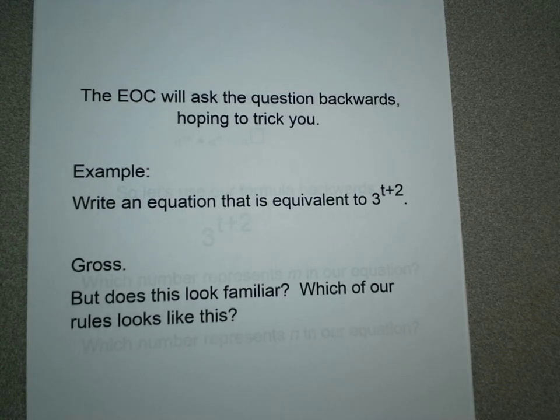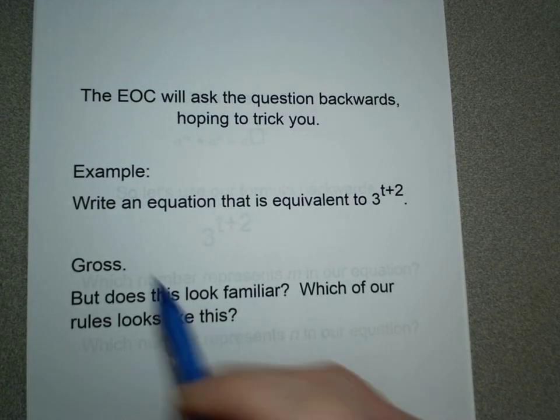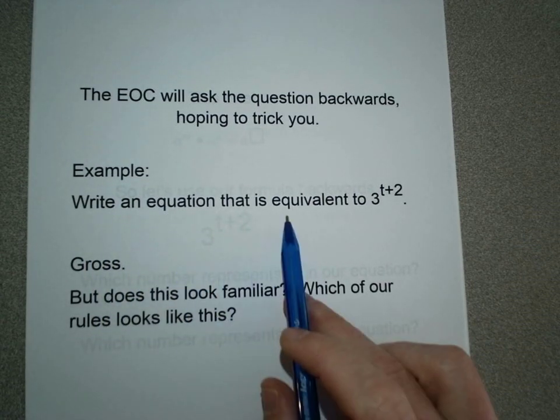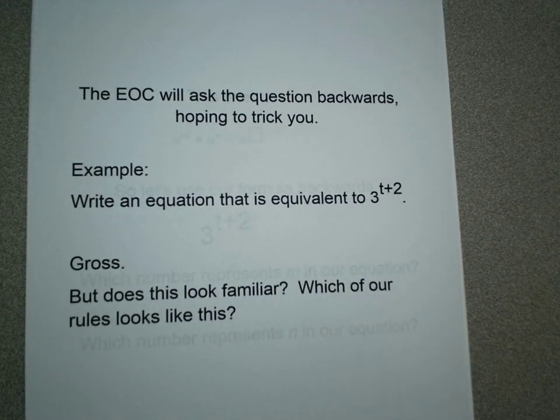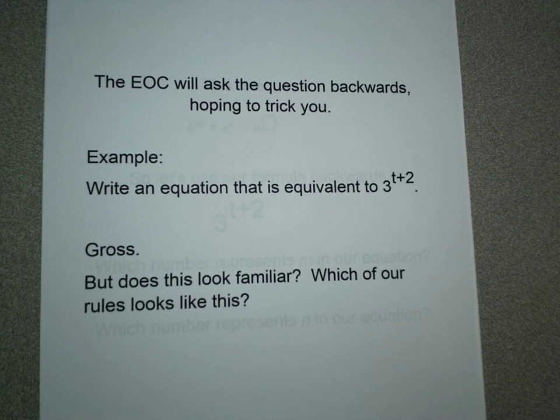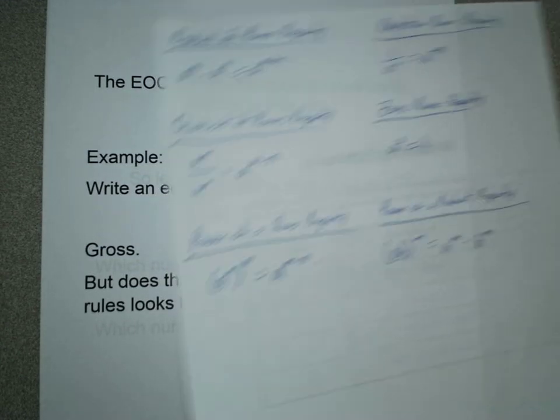EOC is going to ask the question backwards. They're going to try and trick you. Instead of saying, what happens when I do this, they're going to say, what could have caused this? Or in other words, write an equation that is equivalent to 3 to the power of t plus 2. And the problem is most of us panic. We see that and we go, how would I possibly know an equation that could have led to that? The answer lies in our rules.